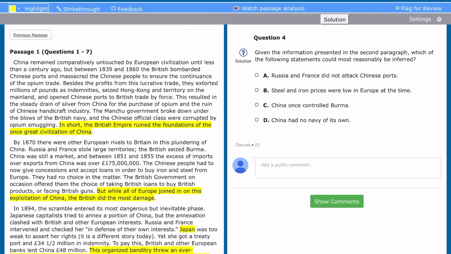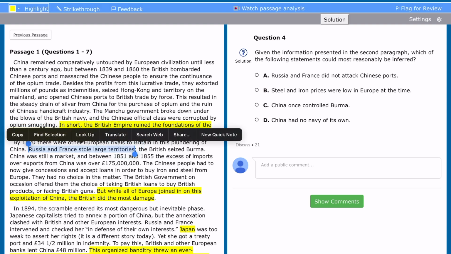Question 4 is asking us, given the information presented in the second paragraph, which of the following statements could most reasonably be inferred? A. Russia and China did not attack Chinese ports. In the second paragraph, it says here, Russia and France stole large territories. It's possible that they stole these territories without attacking Chinese ports, but this answer is not strong enough by itself.